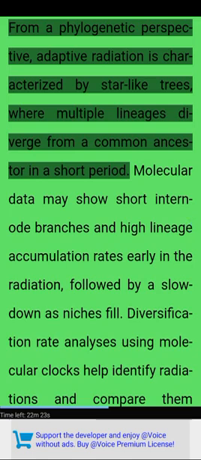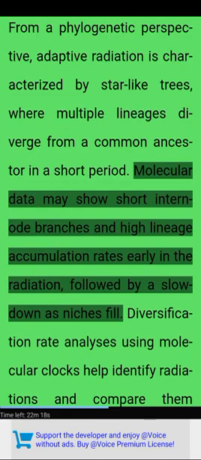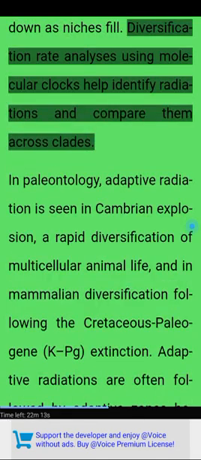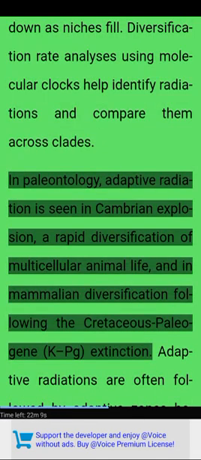From a phylogenetic perspective, adaptive radiation is characterized by star-like trees, where multiple lineages diverge from a common ancestor in a short period. Molecular data may show short internode branches and high lineage accumulation rates early in the radiation, followed by slowdown as niches fill. Diversification rate analyses using molecular clocks help identify radiations and compare them across clades.